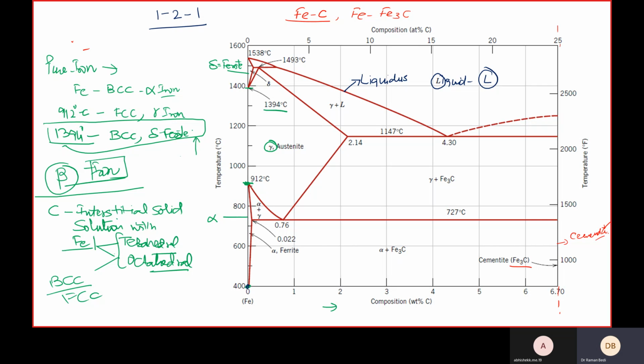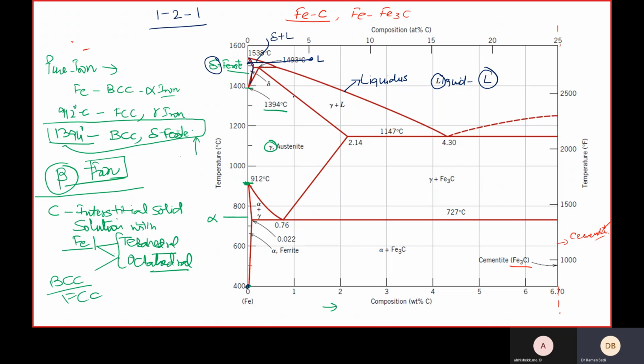If you start applying that here, in this region that you see here, you have delta ferrite, a single phase region. So I draw a line here. It has a liquid region here and a delta region here, which means the in-between region must be having delta plus L.